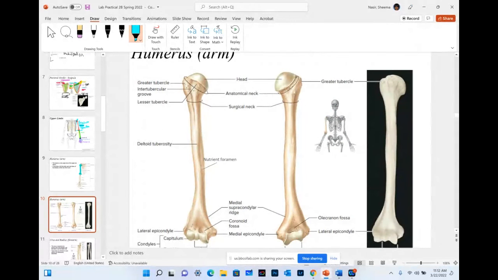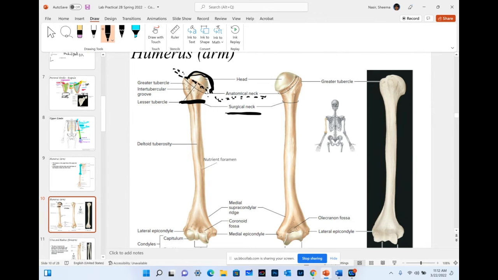Now, head is always rounded. So you can see the head right here. This is the head. Head sits on the neck. So this is one neck, and this is called the anatomical neck. The other neck is this neck right here, which is called the surgical neck. Do you understand? So there is anatomical neck, and then there is surgical neck.